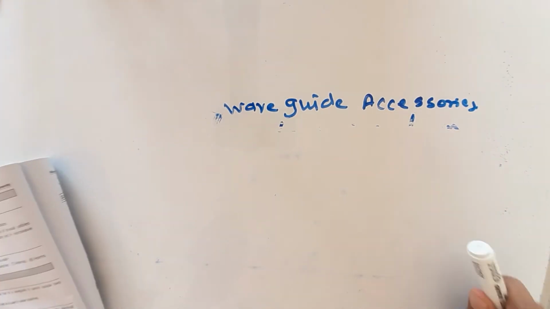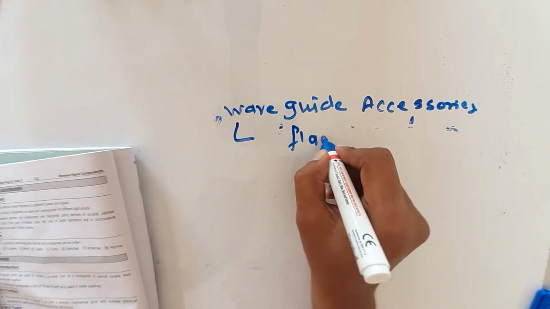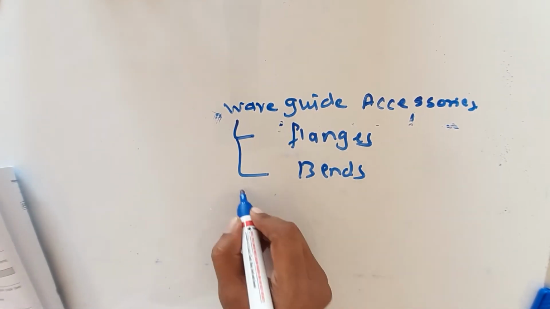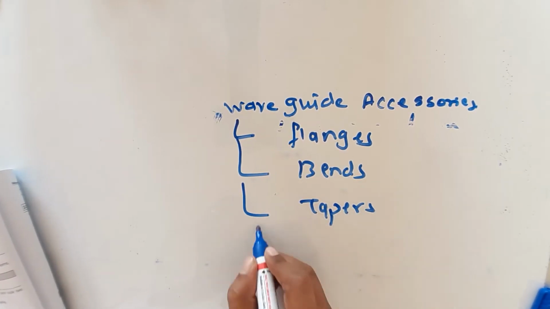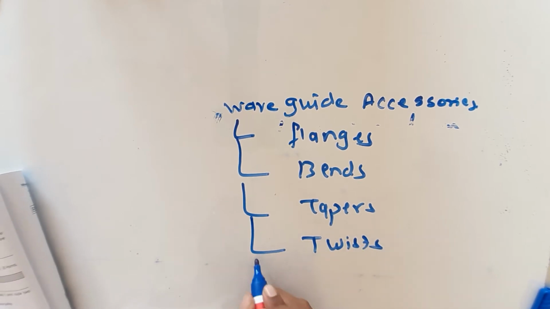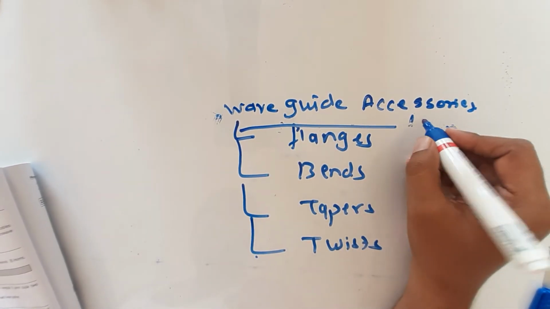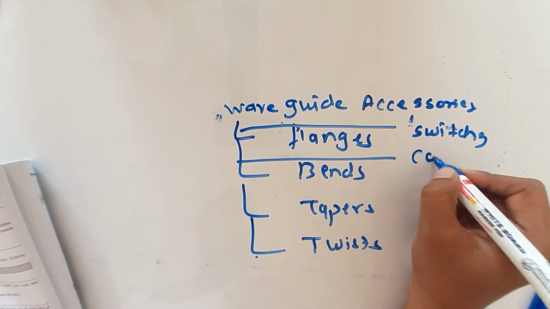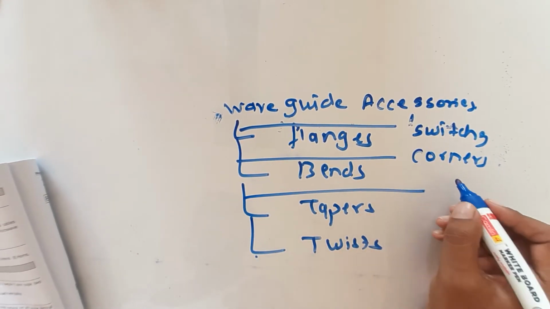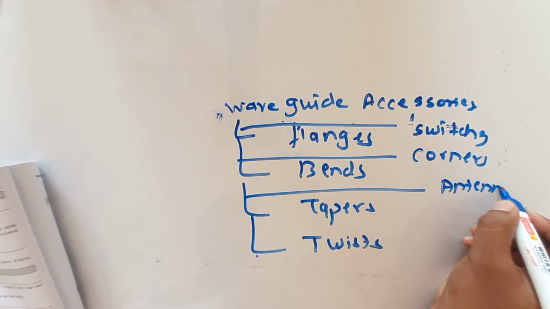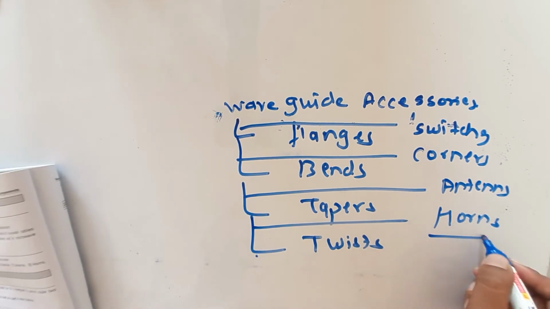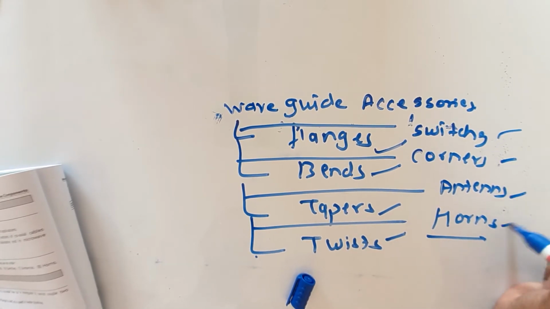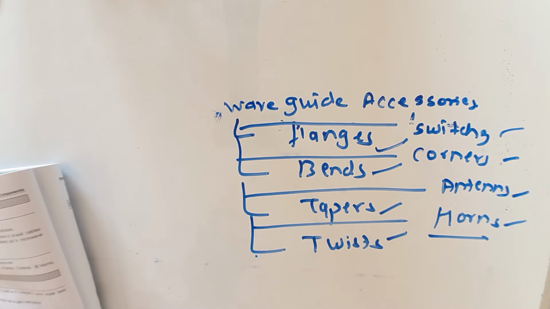What types are there? In types, the first type is flanges. This is important. Then the second one is bends. Then the third one is tapers. Then twist. And then another one is switches, then corners, another is antennas, and the last one is horn. This is also a type of antenna. So flanges, bends, tapers, twists, switches, corners, antennas and horns. These are the 8 accessories of waveguides.